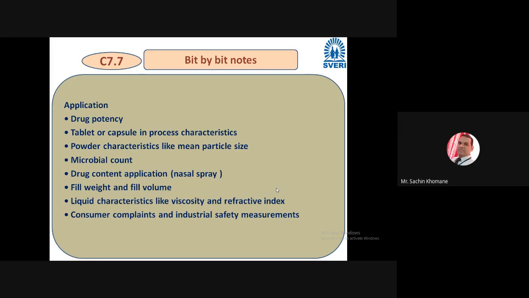If the concentration of this medicine differs from that medicine, if it changes, then the quality of that particular product will be destroyed or will not be maintained. Then tablet or capsule in-process characteristics. So in the drug field also it is important, for tablets and capsules.